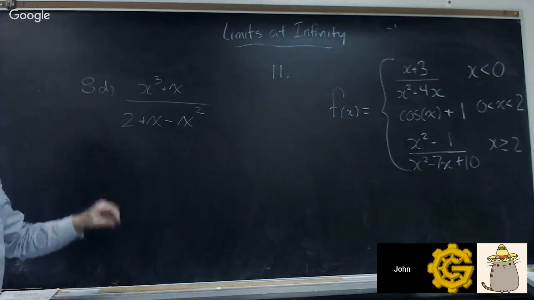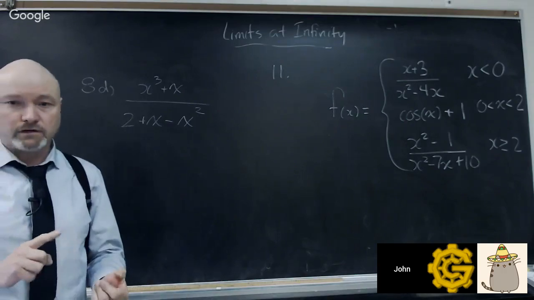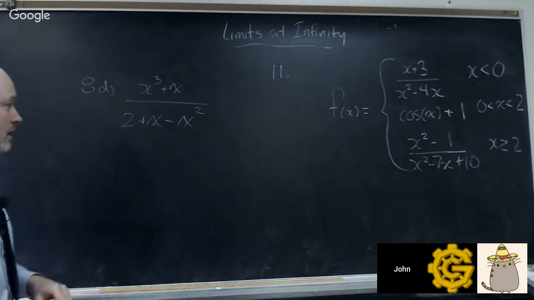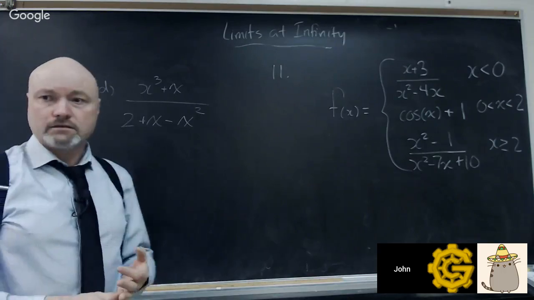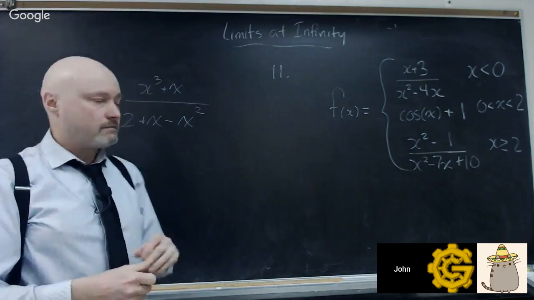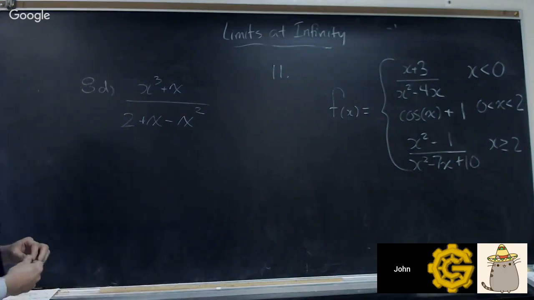Okay, so 8D, I believe the question is find vertical and horizontal asymptotes and then sketch the graph. And so all of these, oh, we can also find X-intercepts. Oh, I never thought of that. Okay, and sketch the graph as well.